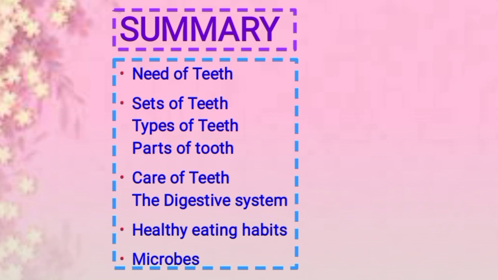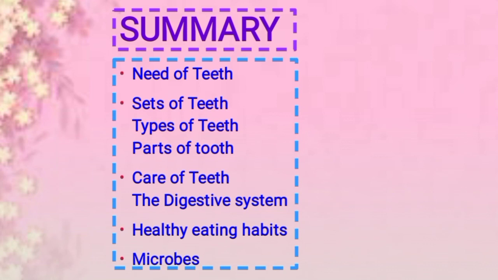Then next topic, types of teeth. According to their function, there are 4 types of teeth. Incisors, which are used for cutting and biting food, are 8 in number. Then second type, canine, which are used for tearing food. As they are sharp, they tear the food, and they are 4 in number.